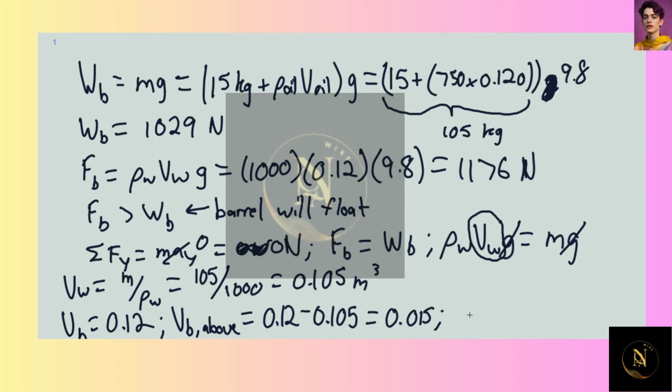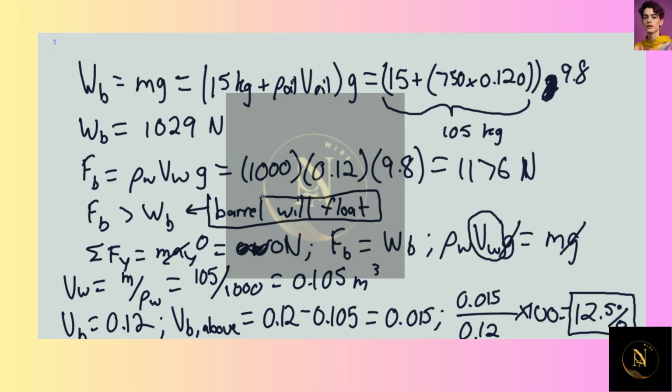0.015. And then one can say 0.015 divided by the total volume times 100, and we have 12.5% of the barrel's volume will be above the water. So this is the percentage of the volume that is above the water, given that the barrel is going to float. So this is part A. This is part B.